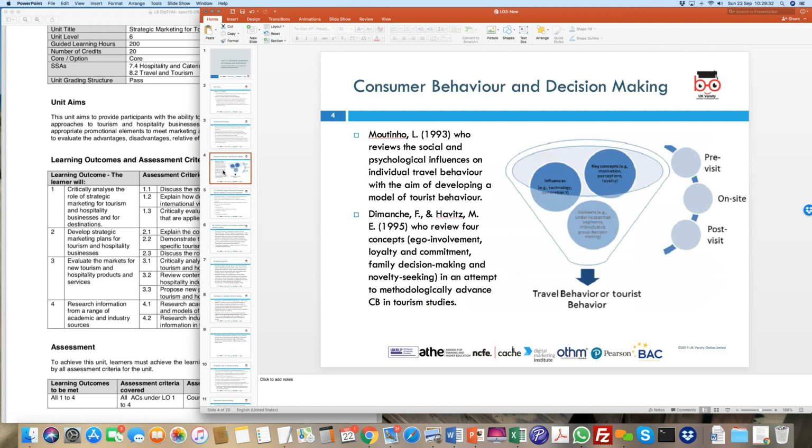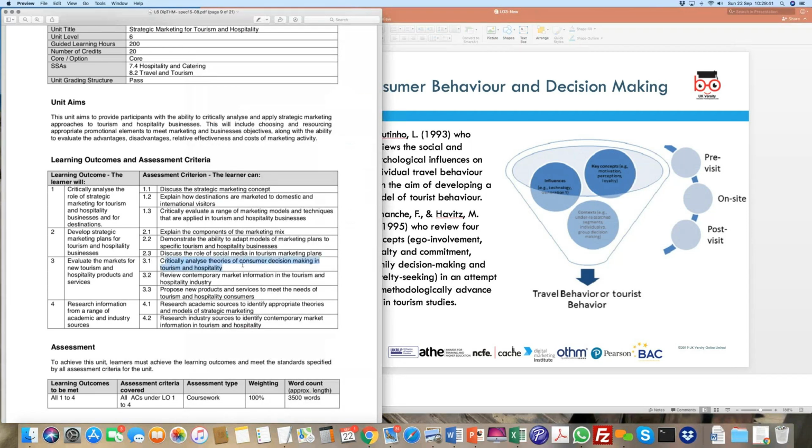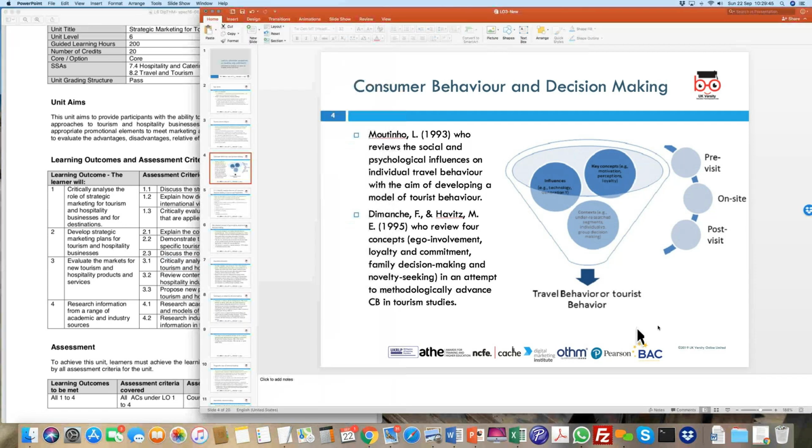Now, there are lots of different types of theories that we are going to look at, and this is primarily going to be directly related to doing some critical analysis of the different types of theories involved in consumer and decision making.